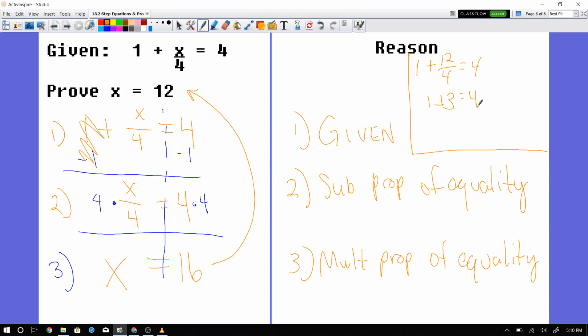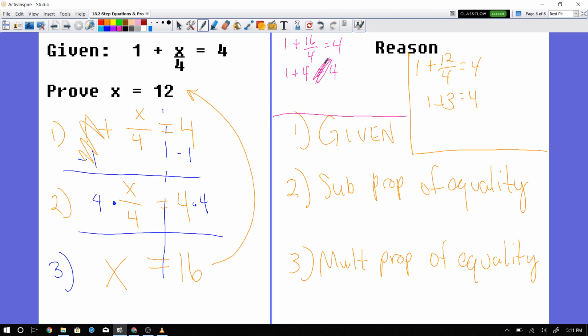Well, let's take a look. Let's substitute our answer into the original problem. The only reason I'm doing this is to highlight why we check answers and why proofs are relevant. It's not to try and confuse you. All the steps that we did were correct, but we made a mistake somewhere. I'm going to show you where we made the mistake. 1 plus 16 divided by 4 equals 4. 16 divided by 4 is 4, and then 4 plus 1 does not equal 4.